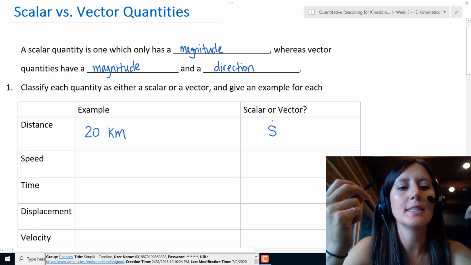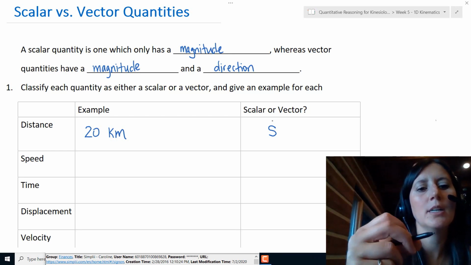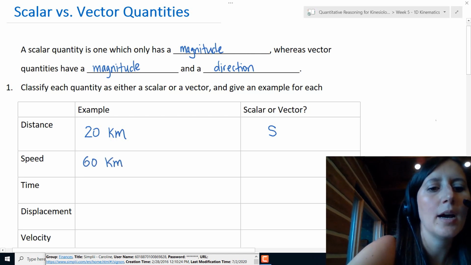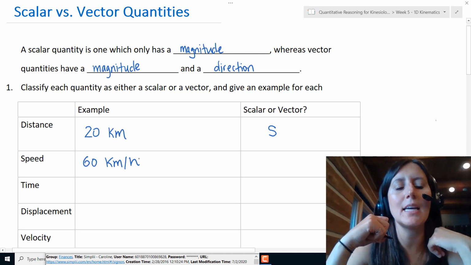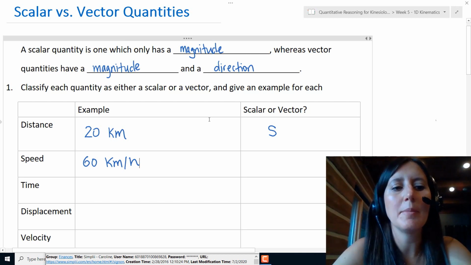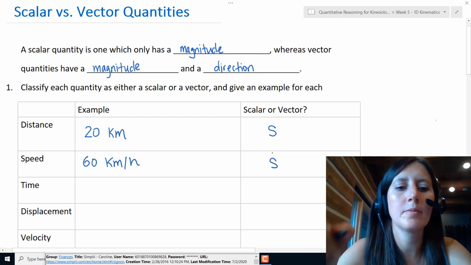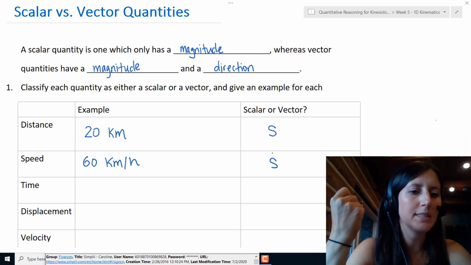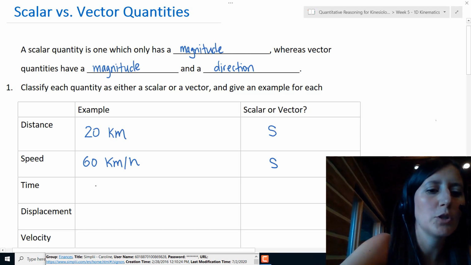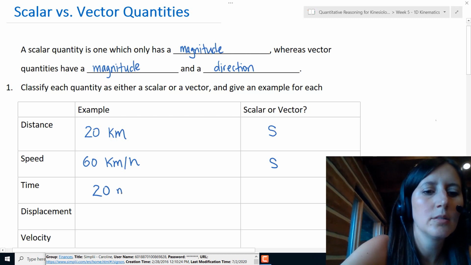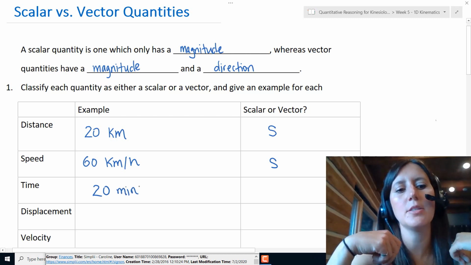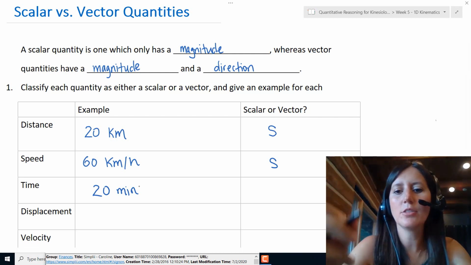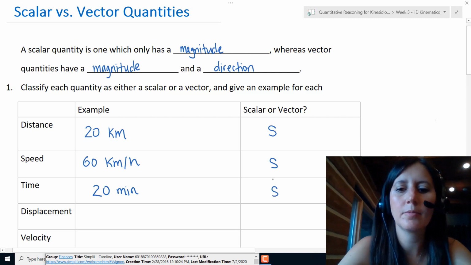All right, speed. Let's say I'm driving, on average, my speed to get to work is 60 kilometers per hour. That's my speed. Again, there is no direction here, so speed is a scalar quantity. Okay, then we have time. Time just means how much time it takes to do something. For example, it takes me 20 minutes to get to work. There's no direction involved there at all, so that would be, again, a scalar quantity.